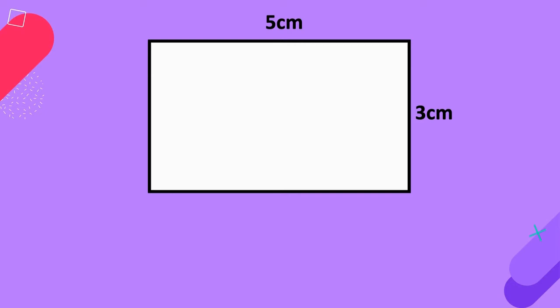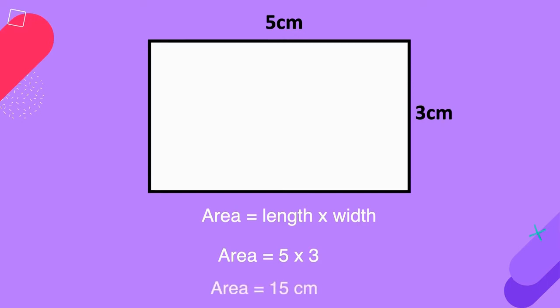So, we have a shape like this. A rectangle. The area is the length times the width. So I multiply 5 times 3. 5 centimeters times 3 centimeters. And I get 15 centimeters. But not just 15 centimeters, 15 square centimeters.